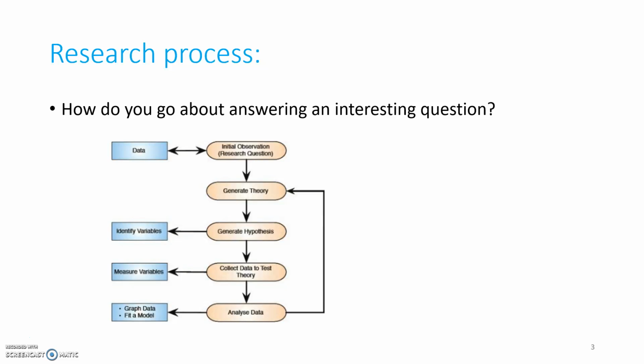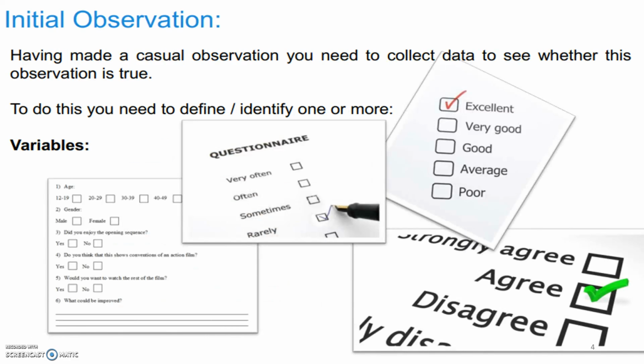Following this research process, first there is initial observation, which is the research question. You come up with the general theory, you generate the hypothesis, you collect data to test your theory, then you analyze that data. These here in blue show you the processes associated with each stage. So at the initial stage, having a casual observation, you need to collect data to see whether this observation is true.